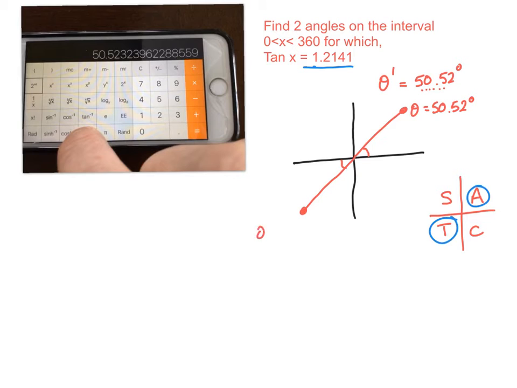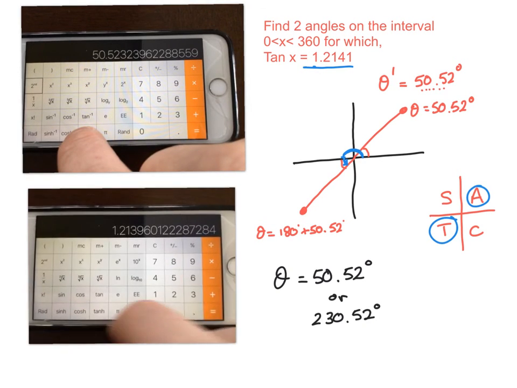So therefore, this angle here will be 180 plus 50.52, because the angle we're looking for is this angle all the way around here. So it's 180 to here, and then plus 50.52. So theta equals 50.52 degrees, or 180 plus 50.52 is 230.52 degrees.